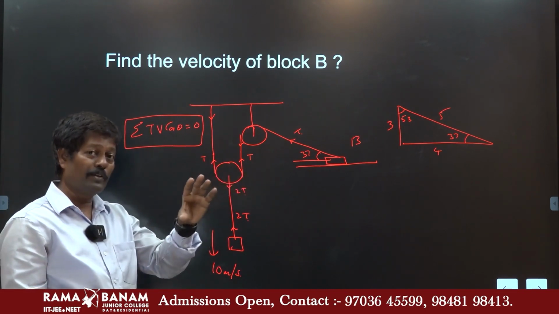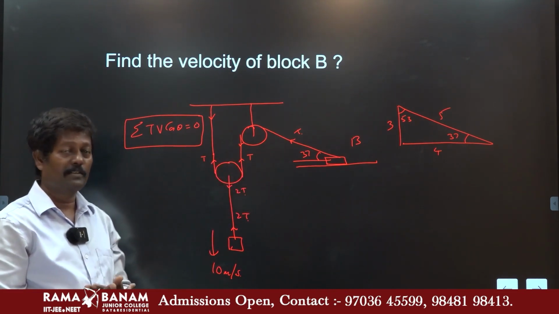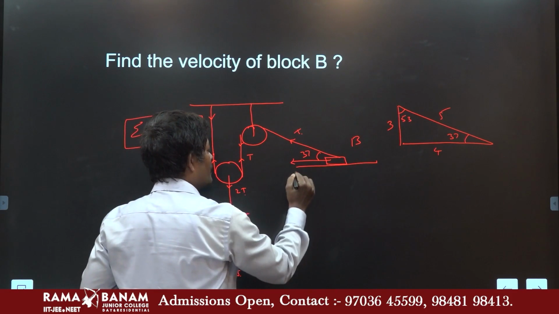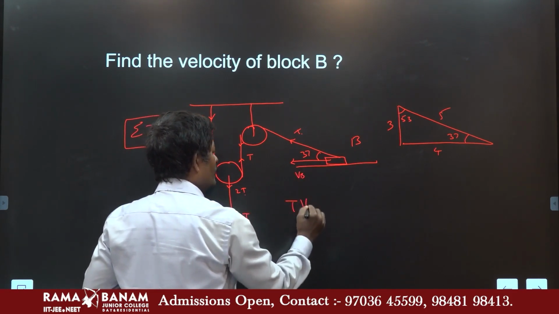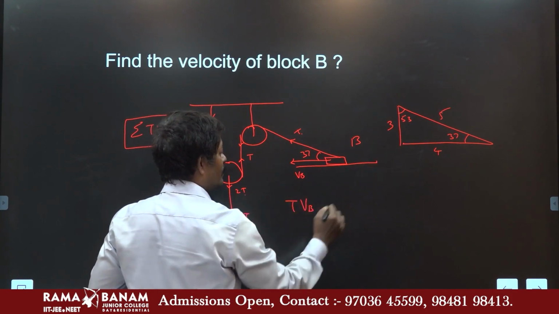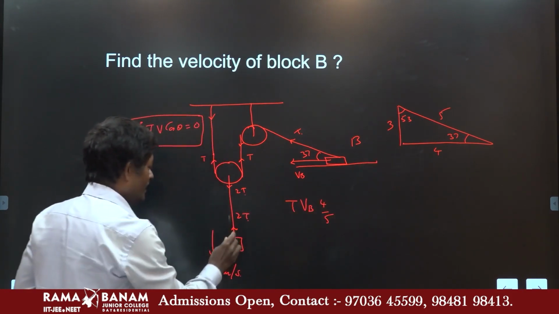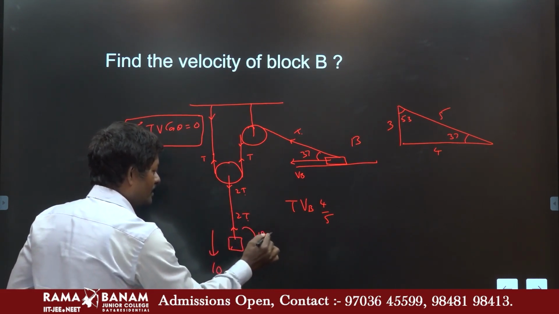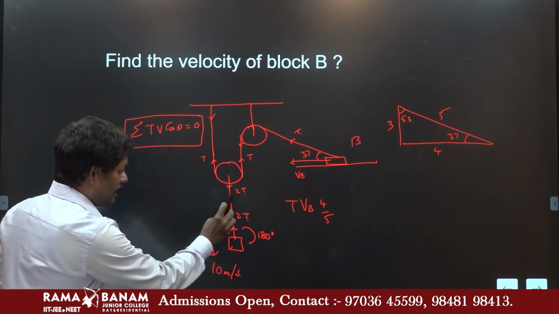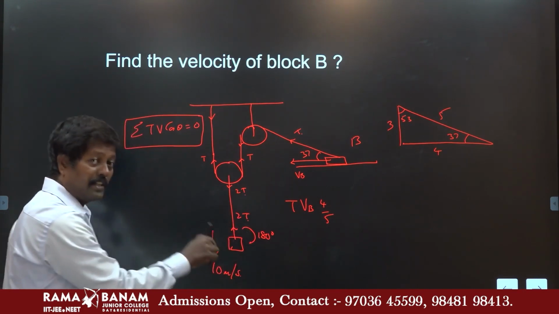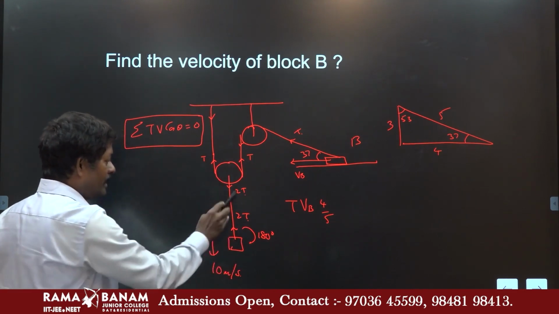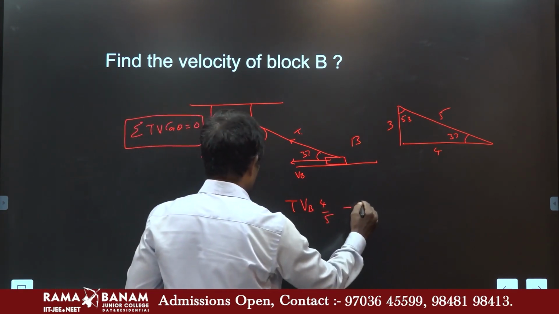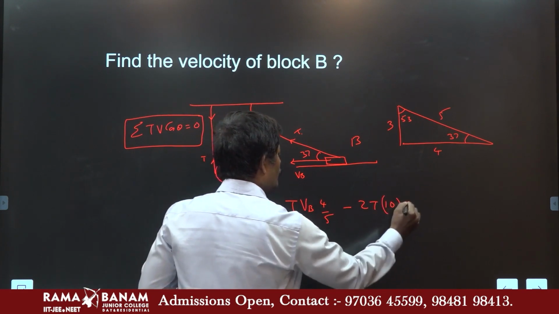This is the best example to give you some other angle. That other angle is 37 degrees here. T is this side, velocity of this is VB. T VB cos 37, which is 4 by 5. Here 2T is up, 10 downward. What is the angle? 180 degrees. 2T is up, velocity is 10 downward given in the question. So the angle between 2T and the velocity is 180, so cos 180 is minus 1. So minus 2T into 10 equal to 0.